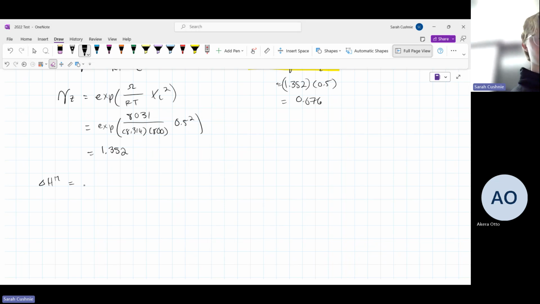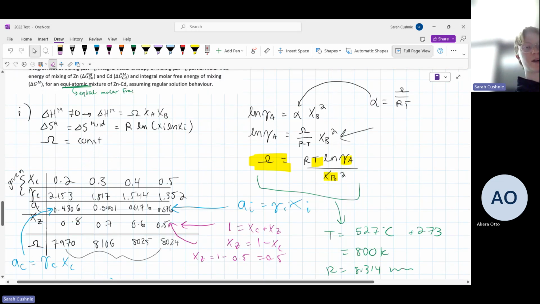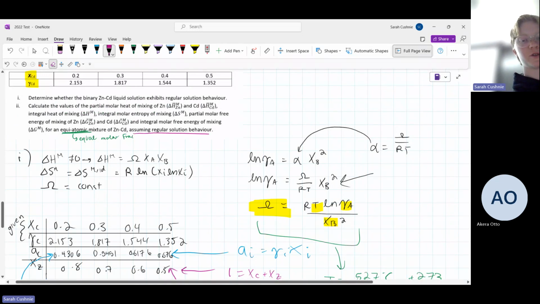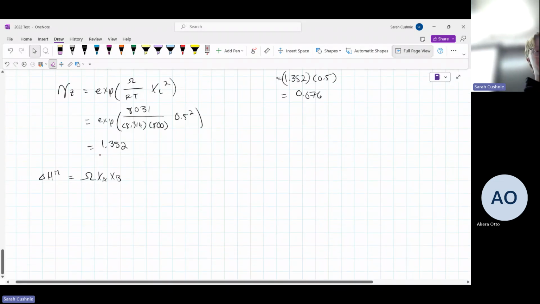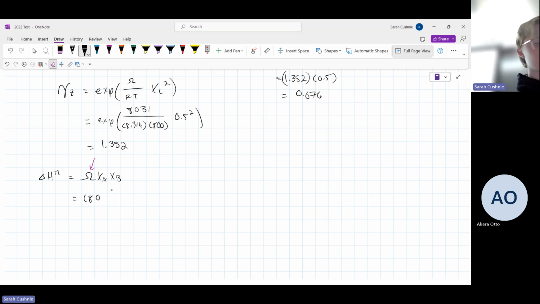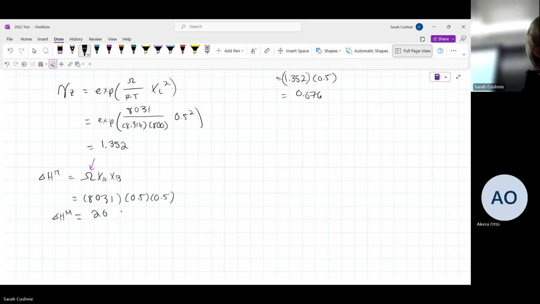Delta H of mixing for the system is just equal to omega XA XB, because even if we hadn't done part A correctly, it told us to assume regular solution behavior. And this is just the definition of what makes a regular solution, that it has an interaction parameter omega such that this is true. So we're going to go through and calculate that. We're going to take our value that we calculated, say 0.31, I think it was. Yeah, and then we know XA and XB are both equal to 0.5. We throw that in our calculator, we get delta H of mixing is equal to 2008 joule per mole. Units are important.